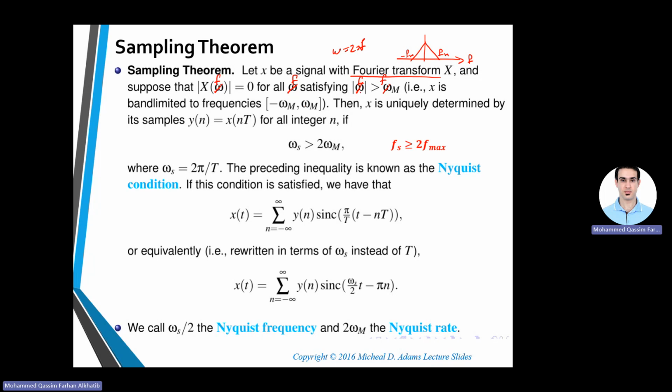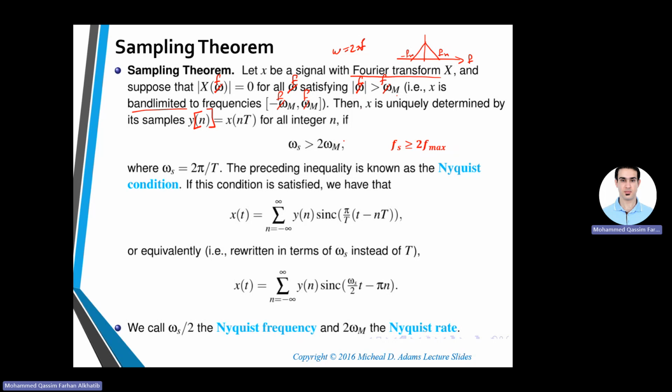All right, so it says that the amplitude of the Fourier transform of this signal is 0 if the frequency is larger than a certain frequency, which is omega m here, or fm. Okay, so the signal is band limited and it's bounded between negative fm and fm. Then x is uniquely determined by samples, x of nT, again, that's a sequence, so it should be discrete, for all integer n.